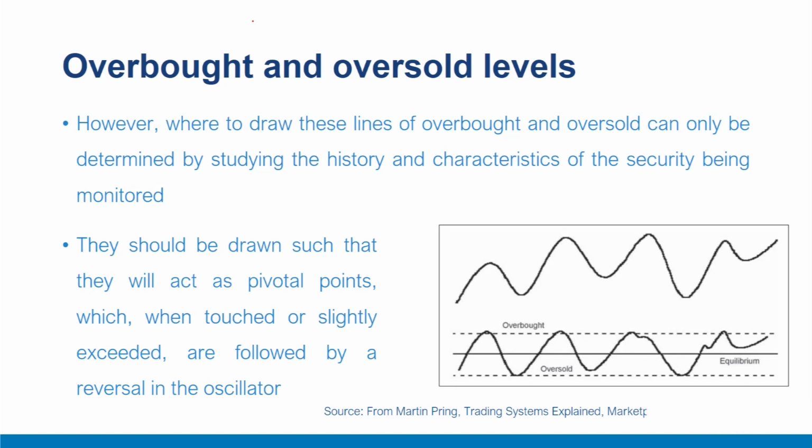This can be determined only by studying the history and characteristics of the security being monitored. The overbought and oversold lines should be drawn such that they act as pivotal points, which when touched or slightly exceeded are followed by a reversal in the oscillator. Unfortunately, when a particularly sharp price movement takes place, these boundaries will become totally ineffective. The market leash that we discussed earlier is made of rubber and can remain in overbought and oversold territory for long periods like this.